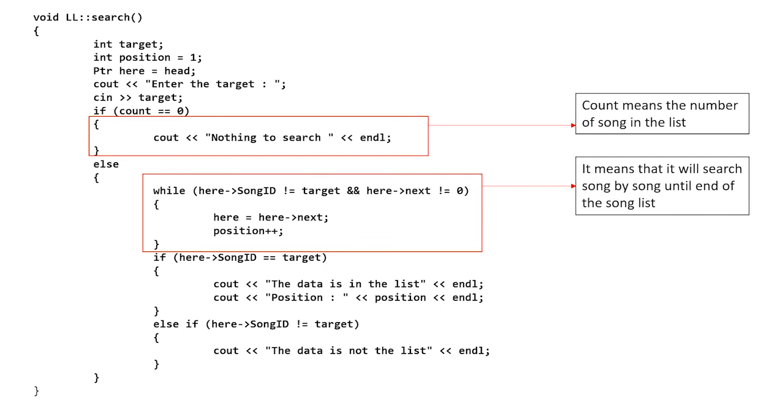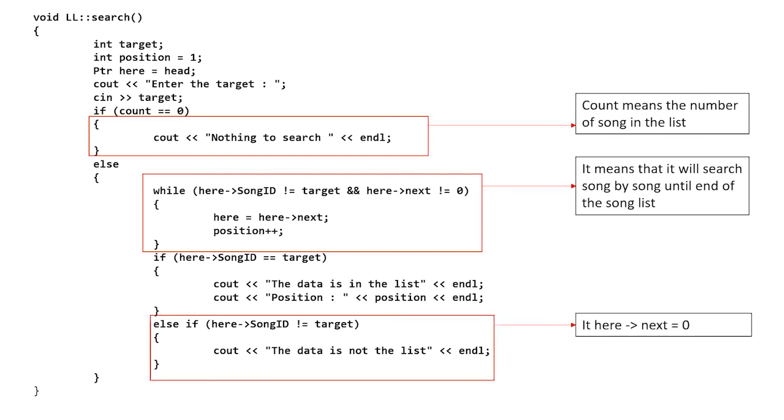Then we'll come to a while loop. Here, pointer to the song ID is not equal to target, and here pointer to the next is not equal to 0. Then here equals here points to the next, and position is added by 1. This while loop means it will search the song by song until the end of the song list. If here points to the next ID is equal to target, the system will display the data in the list and show the position of the song to the user. If it's not, the system will display the data is not in the list.